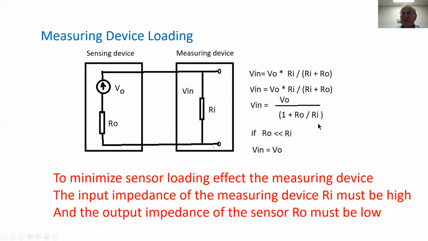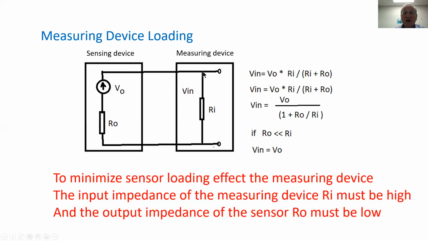So the input impedance of the load has to be very high, and the output impedance has to be very low. What we see here is an example of a sensing device with its output impedance, and a measuring device with its input impedance. We would like the voltage at the measuring device to be equal to the output of the sensing device, so we measure exactly what we sense.